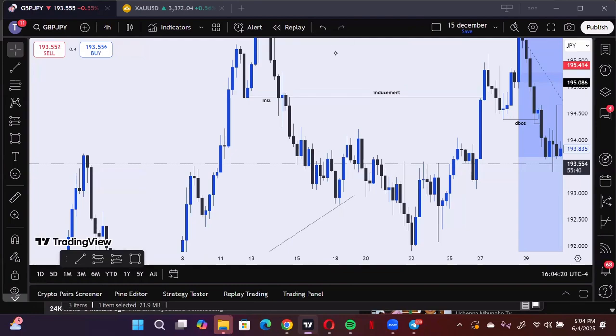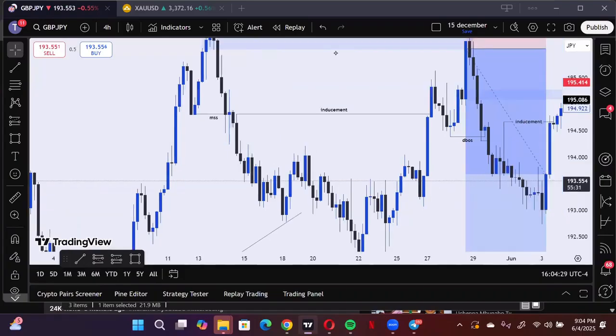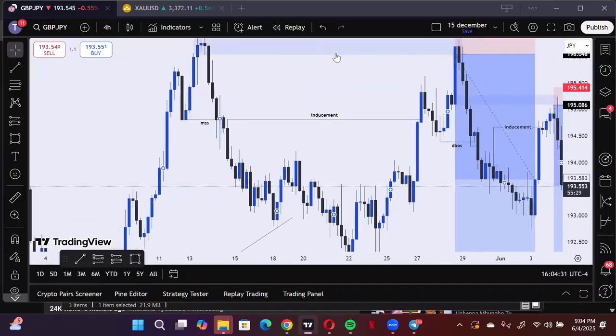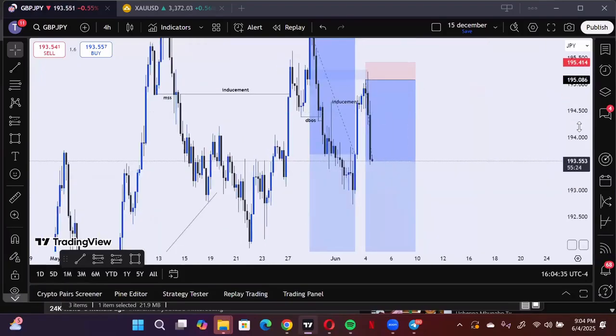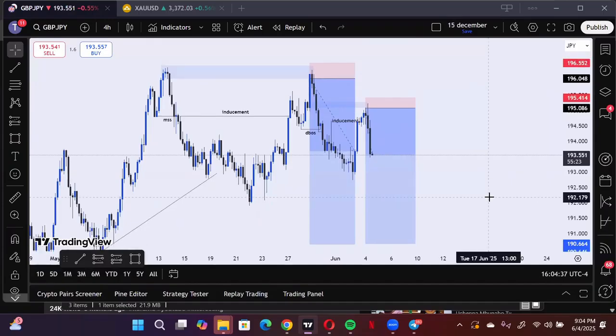Strategy. If you get your market structure part of the strategy, you get your liquidity part of the strategy, then you move on to the point of interest part of the strategy. So far, we have done the structure part of the strategy, we have done the liquidity part of the strategy. Now what is left is the point of interest part of the strategy.